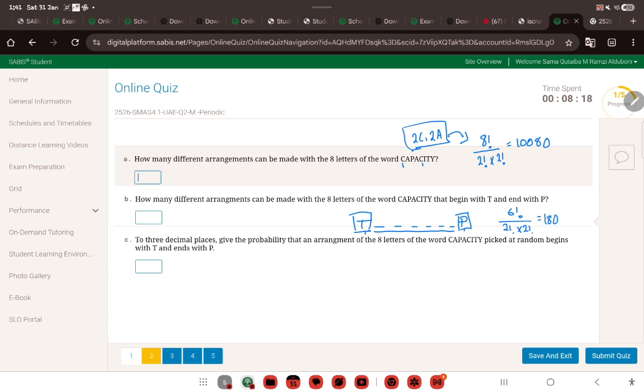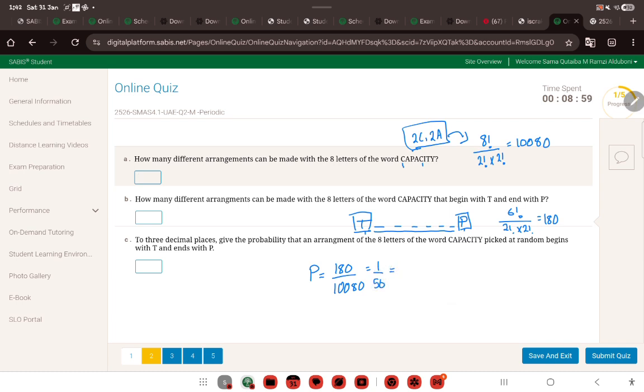Okay. So to 3 decimal places, give the probability that an arrangement of the 8 letters of the word capacity picked at random begins with T and ends with P. So, the probability of this word starting with T and ending with P is 180 divided by the number of total arrangements, which is 10080. So we find the answer on the calculator. We do 180 divided by 10080.